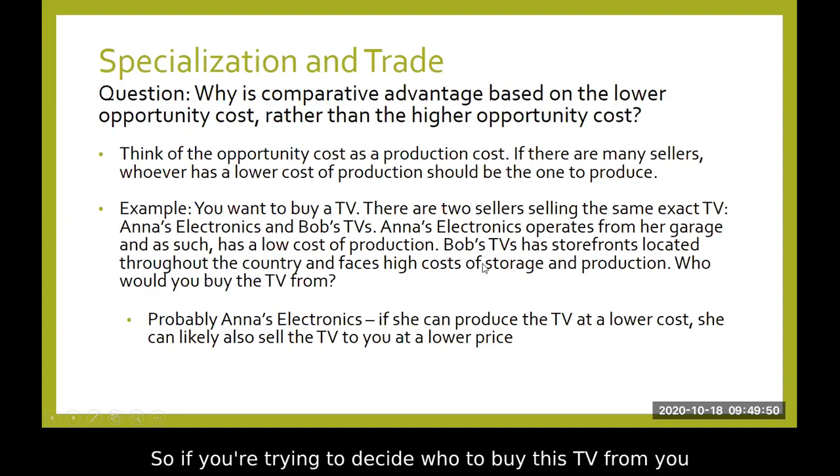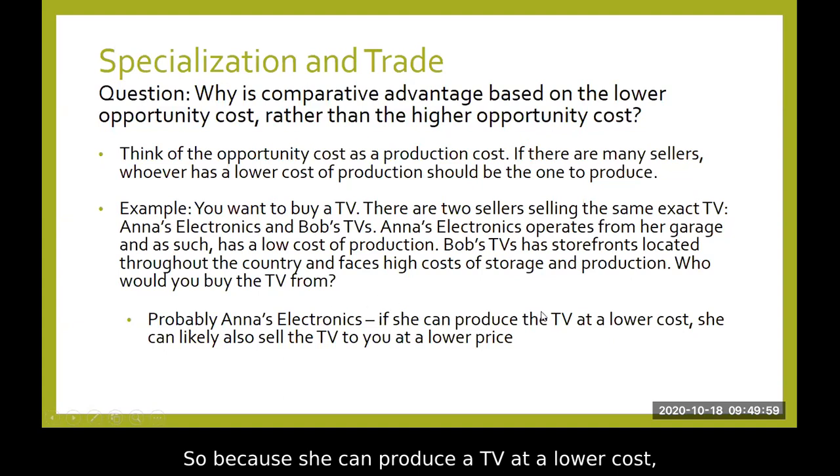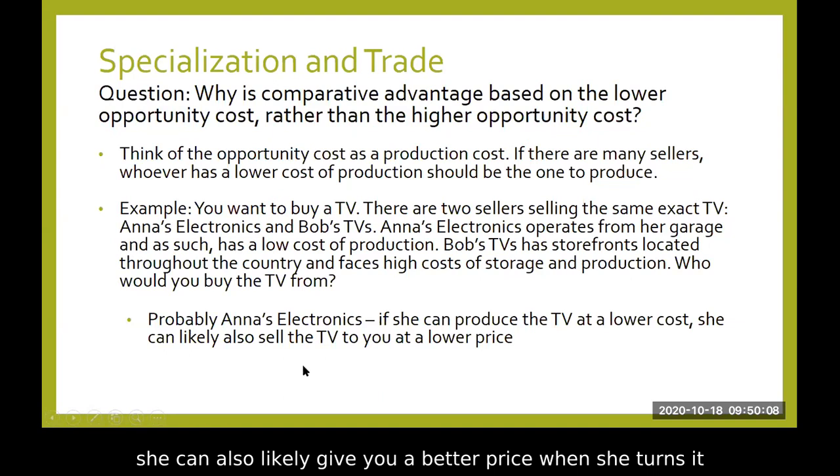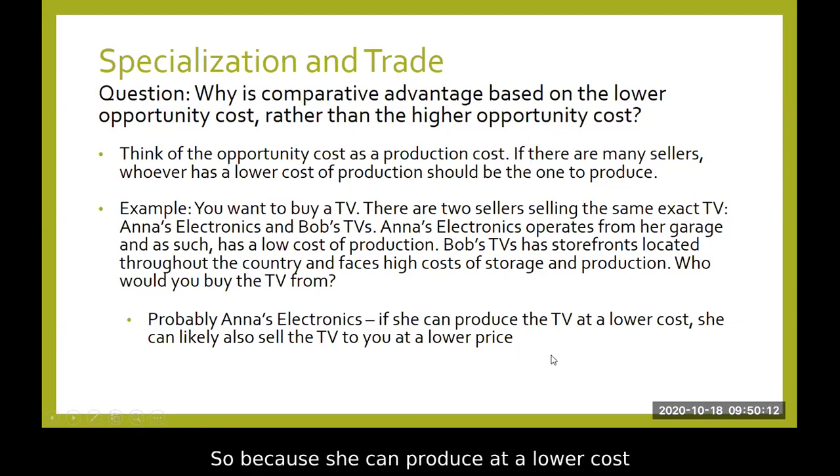So if you're trying to decide who to buy this TV from, you would probably want to buy it from Anna's Electronics. Because she can produce the TV at a lower cost, she doesn't have to pay for storage fees and things like that. So since she can produce at a lower cost, she can also likely give you a better price when she turns it around to sell it to you. So this is why you would probably prefer to buy from Anna's Electronics.